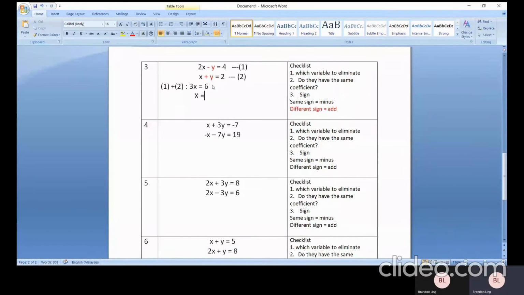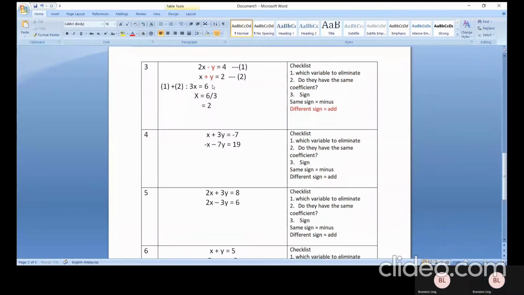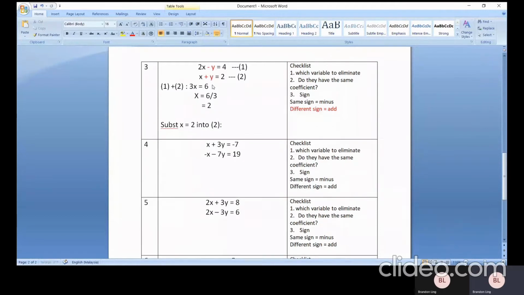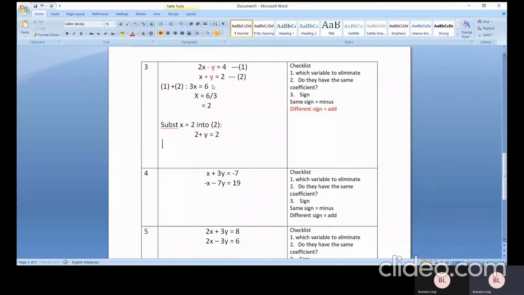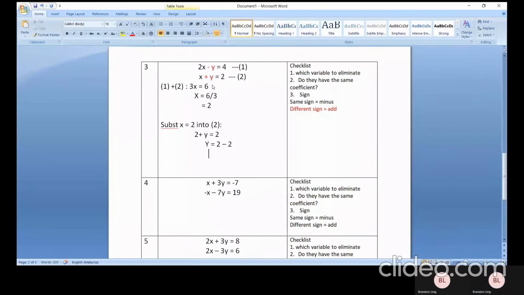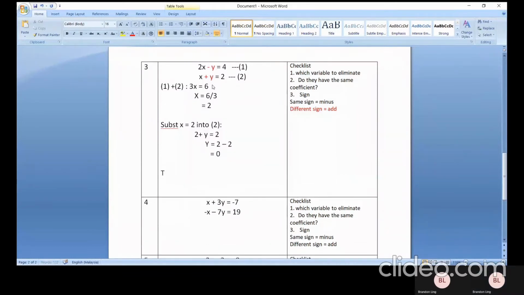So the next step will be x equal to 6 over 3. Therefore, you get the answer of 2. Now we move on to substituting x equal to 2 into maybe say equation 2 this time. So you have 2 plus y equals 2. So y equals 2 minus 2, you get 0. So your final answer will be x equals to 2, y equals to 0.